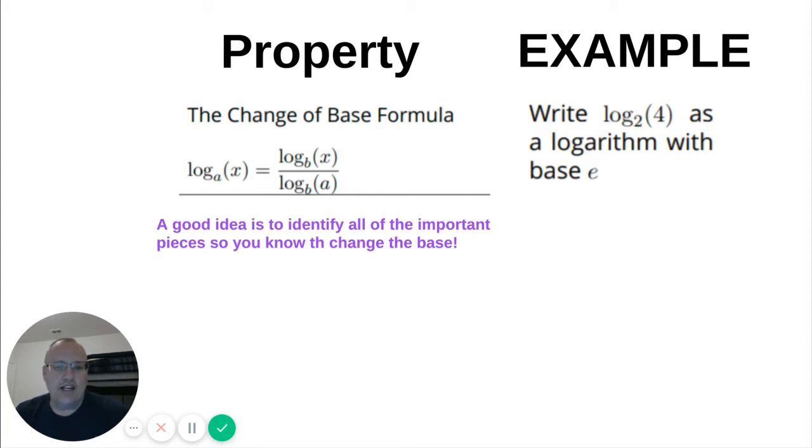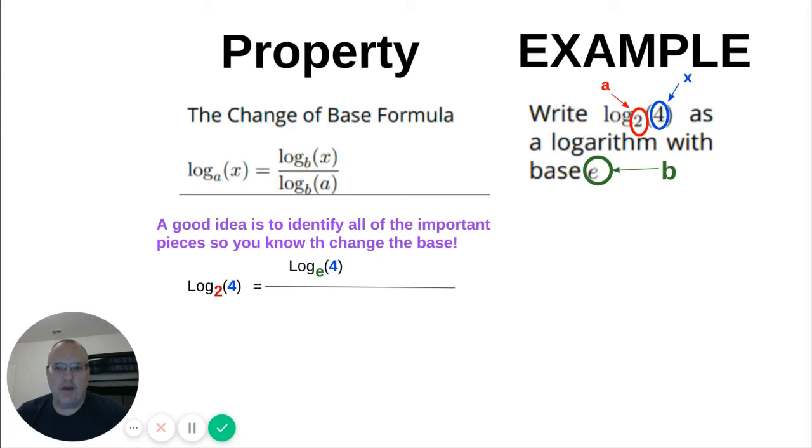And so we're going to identify all of our important pieces. In this case, my a was my original base of 2 that you saw. My x is what's in my parentheses, which is the 4, and then my base e is going to be my b. So as I rewrite this, I'm going to take that log base 2 of 4 and rewrite it. We're going to make, of course, a fraction mark because we do know it's a fraction. And then I know that my new base is going to be e. So the log base e of 4 is how I would write the numerator. And then on the bottom, the log base e of 2 is going to be.